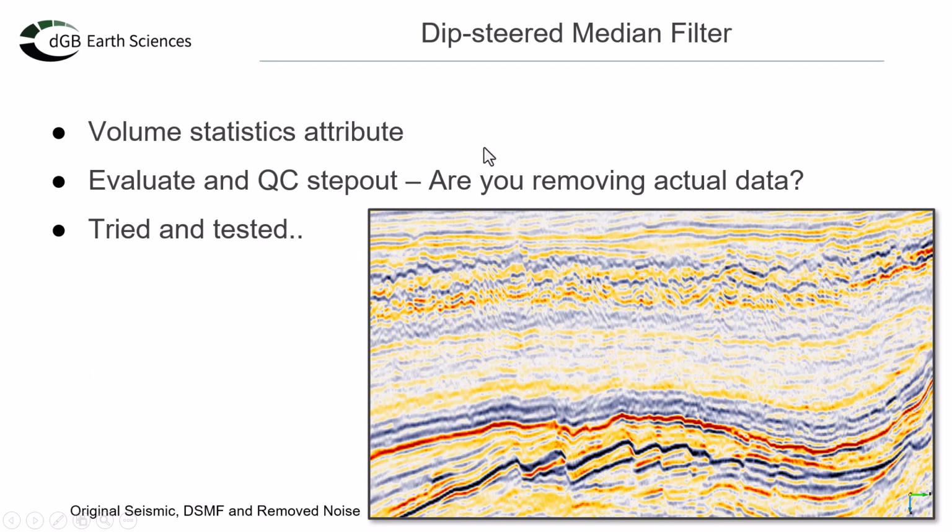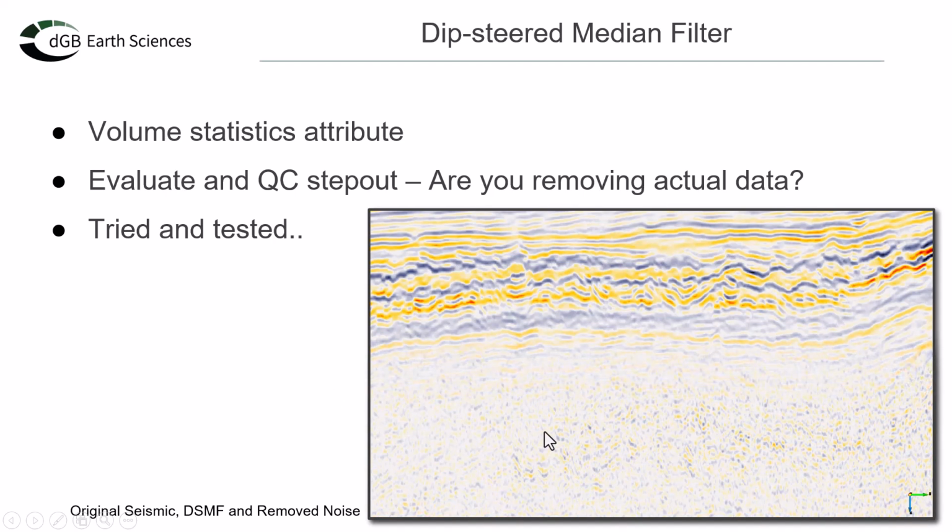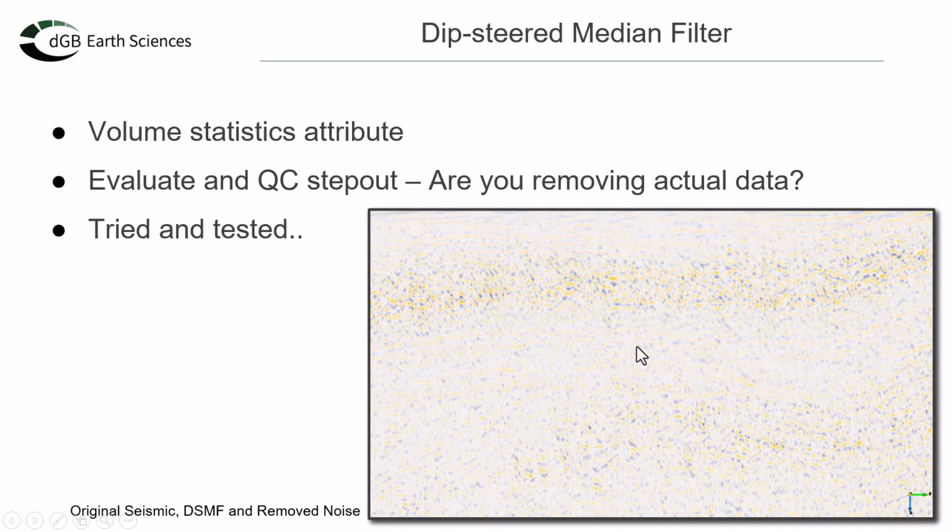So the dip-steered median filter, as we've seen, is a volume statistics attribute. We can evaluate and QC the step out to make sure that we're not removing actual data. So as we saw in the demo with the median filter without the dip steering, that is also possible to do. In this case, we are actually utilizing the steering as well. We get a result like this, and then we can also compute the residue to see what was actually removed.